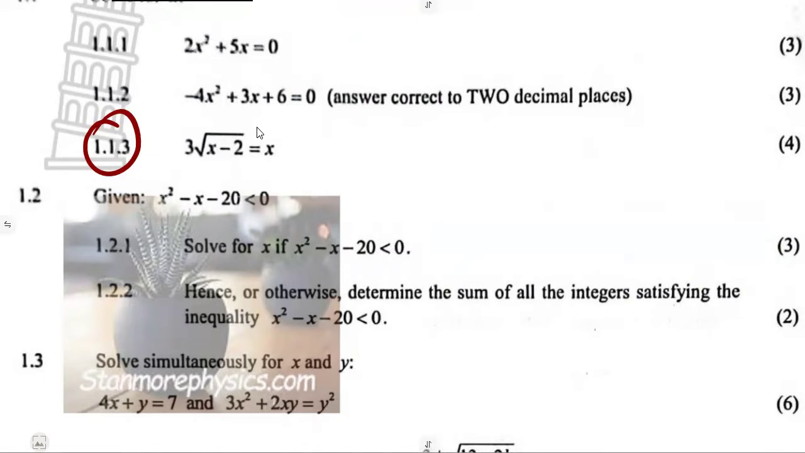1.13, again, it is to solve for x. Having our equation, 3 square root of x minus 2 is equal to x. It was a 4-mark question. So that is what we had there, 1.13. You are given 3 into the square root of x minus 2, which is equal to x. You're supposed to solve for x.